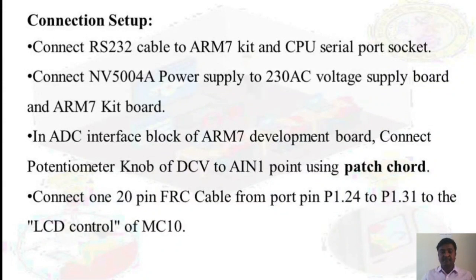For the connection setup, as I have described in the figure, first connect the RS232 cable to the ARM7 kit and the CPU serial port socket. Connect the NV5004A power supply to the 230 AC voltage supply board and the ARM7 kit board. In the ADC interface block of the ARM7 development board, connect the potentiometer knob of DCV to the AIN1 point using a patch card, as I have shown in the above figure.